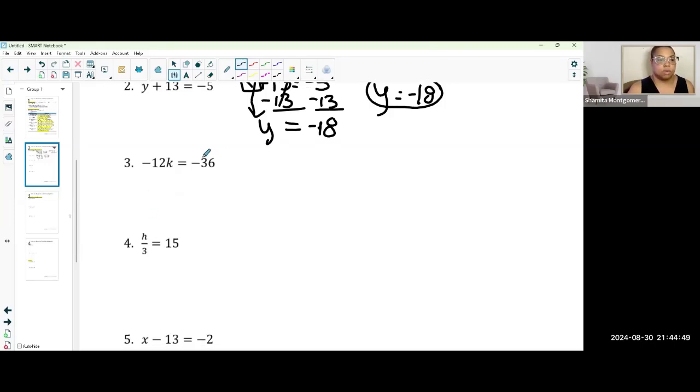we got negative 12k equals negative 36. Now, a number next to a variable like this with no space in between, that means multiplication. You're multiplying a number times a variable. So the opposite of multiplication is division. So we're going to divide by negative 12 over here. And if we divide by negative 12 on the left, we divide by negative 12 on the right. Make sure you bring that negative with you. That goes with it. It's like your fingers attached to your hand. It's attached to the negative 12, so it goes with the negative 12.